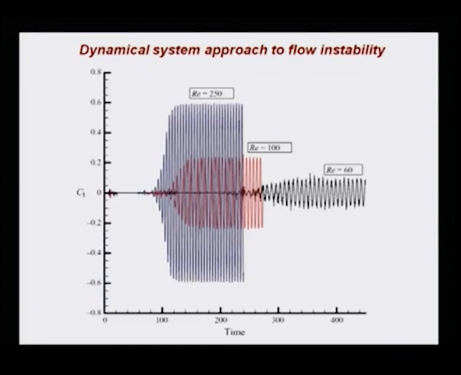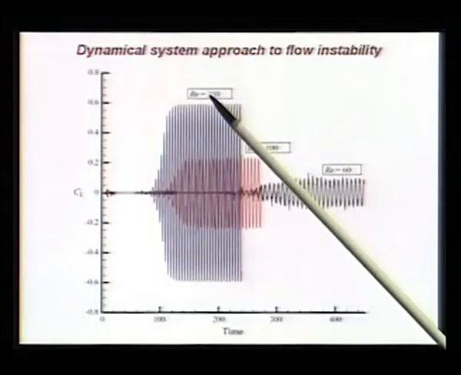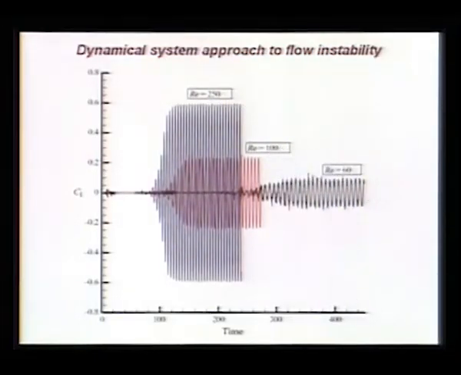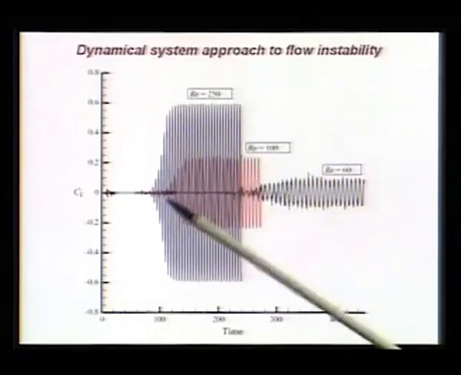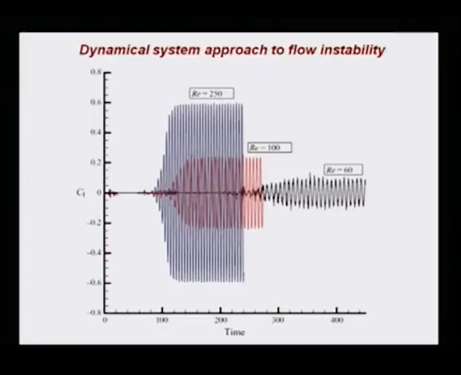And I am just going to stop here by showing you this result. We have done this simulation of flow past a cylinder at 3 different Reynolds numbers, 250, 100 and 60. I am going to describe it, but you can see a very curious feature, that this is more colorful than this. Okay?